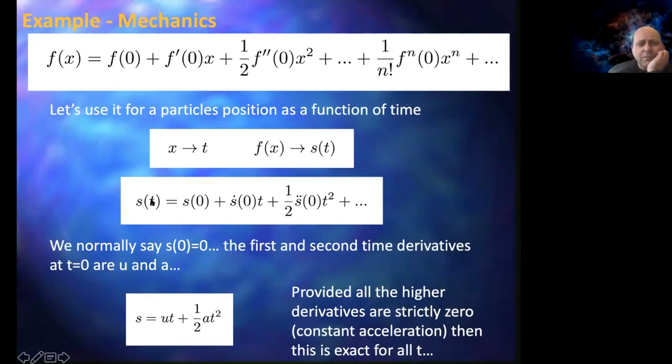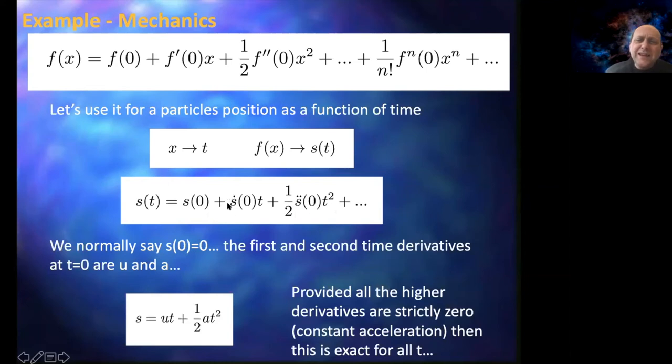Okay, so I get the position as a function of the time t is the position at time zero plus, this dot means the first derivative with respect to time, times t, plus a half the second derivative times t squared and so on. Now I'm trying to get this into something that you recognize, I hope. So normally we say that the position of a particle, we set this to be zero. So at time zero, we set it to be at the origin. So you can drop s0 because it's just zero.